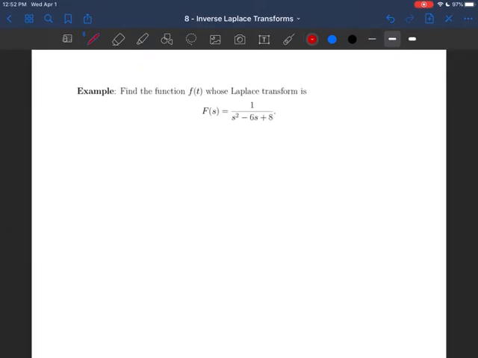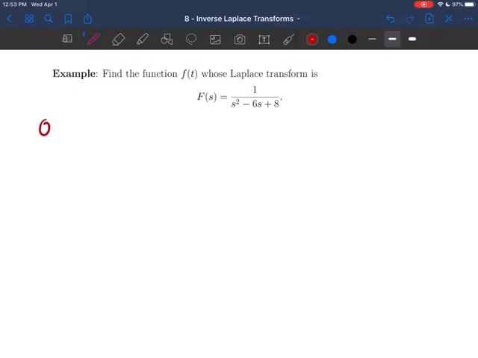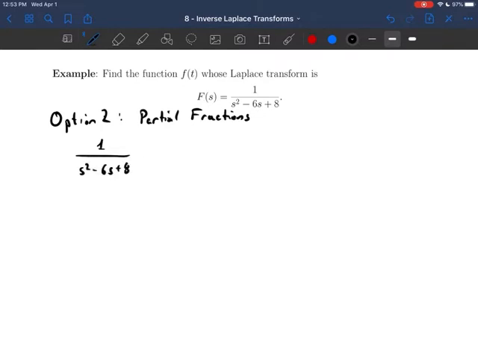Now, I said that we had two options for this problem, and indeed we do. So let's try now to do option 2. Option 2 is to use partial fractions, which we will be covering in a separate video in much more detail. So the idea here would be, instead of trying to do completing the square on this function, we might instead just factor it. s squared minus 6s plus 8, we get 1 over s minus 4 times s minus 2.